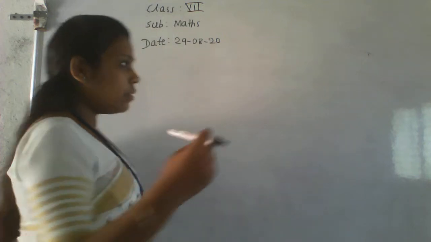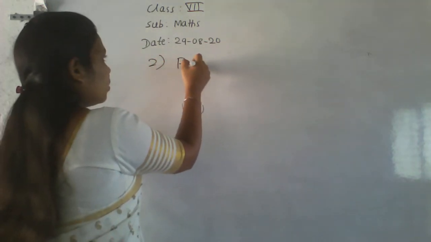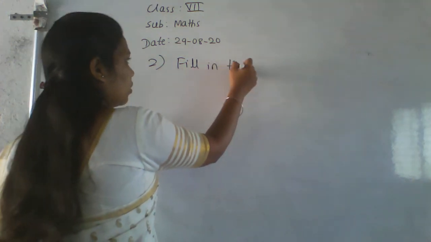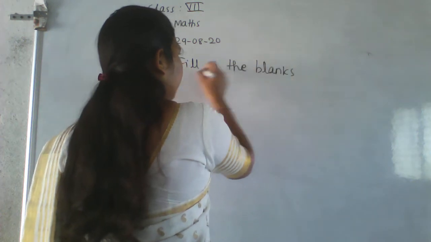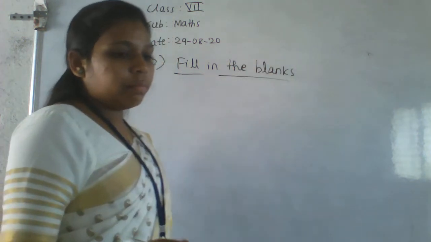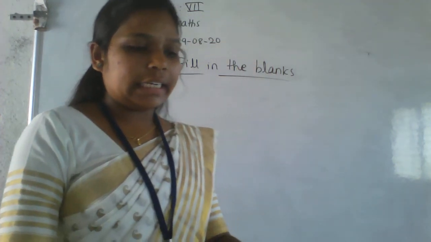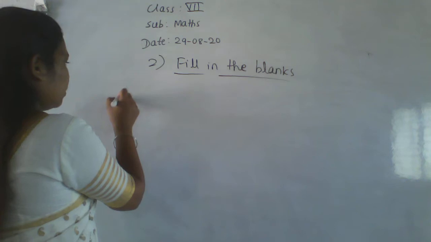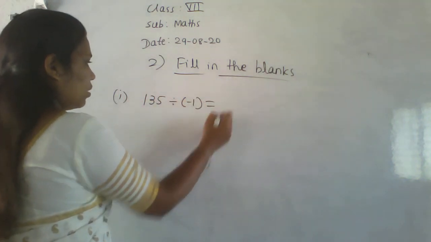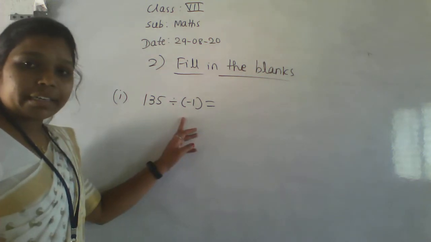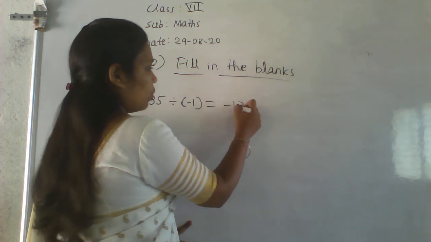In fill in the blanks, second main. Fill in the blanks. First one they given here, 135 divided by minus 1. We are dividing with a minus sign, so we have to get a minus sign only. That is minus 135.